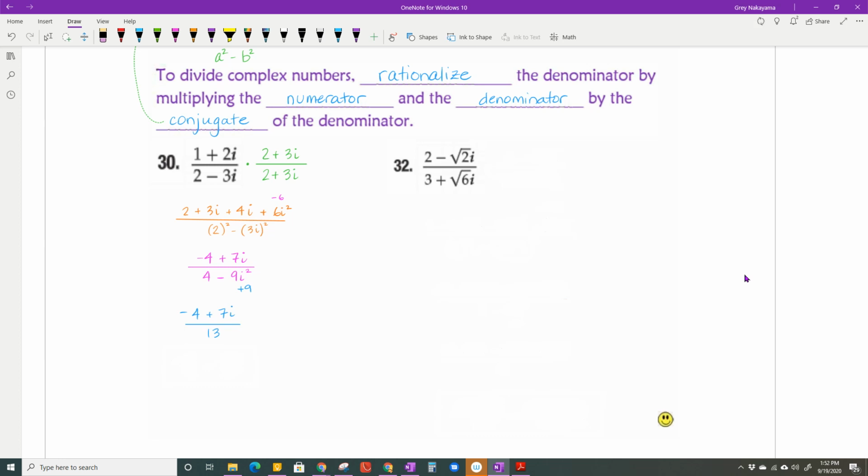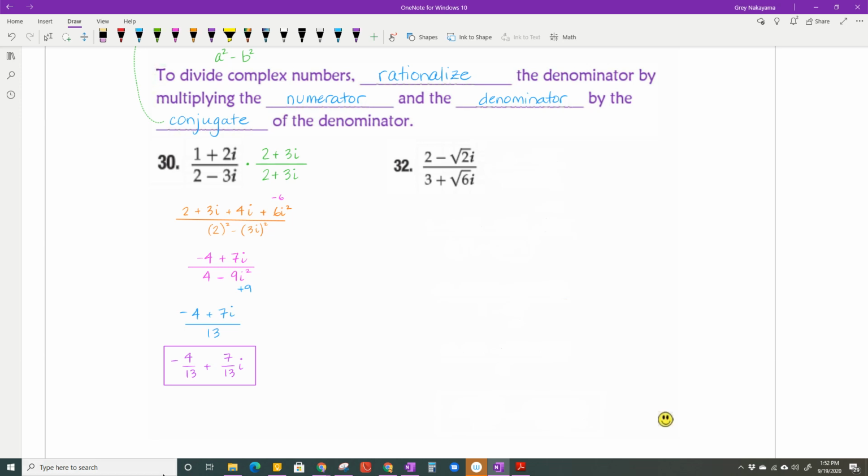Now, you have to write it in standard form, so that's why you have to split this up. You're going to put each top term over the bottom. So that's going to give us negative 4 over 13 plus 7 over 13 times i. And that is how you write your answer. That puts it in standard form of a plus bi.